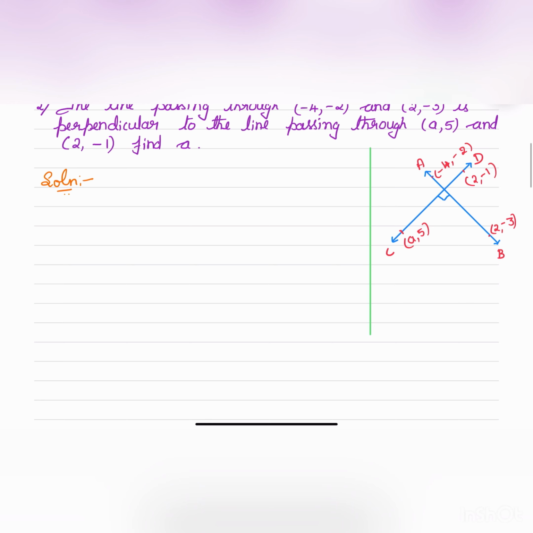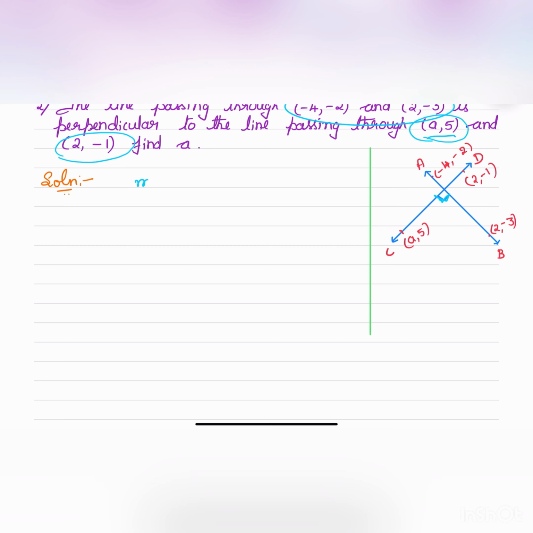Let us go for the second one. The line passing through (-4, -2) and (2, -3) is perpendicular to the line passing through (a, 5) and (2, -1). In this case, I have written AB as the line which is passing through the first two points, and CD is the line which is passing through (a, 5) and (2, -1). The lines are perpendicular to each other.